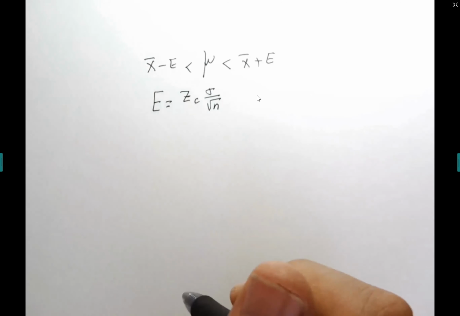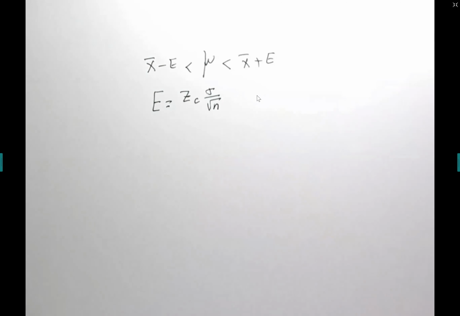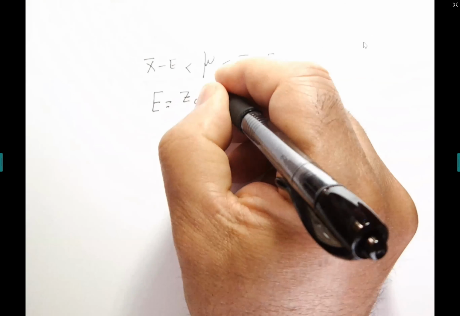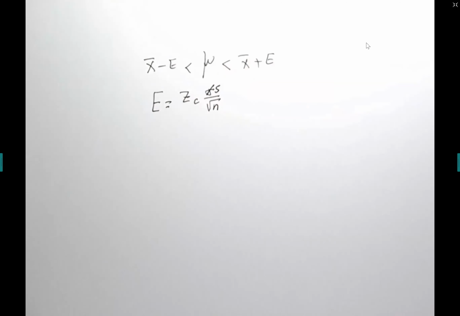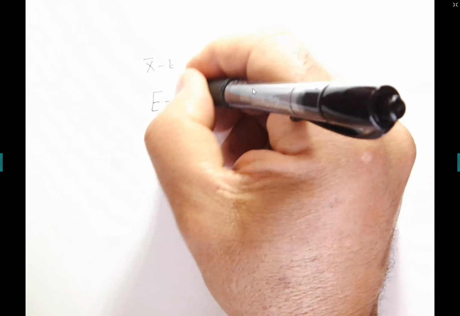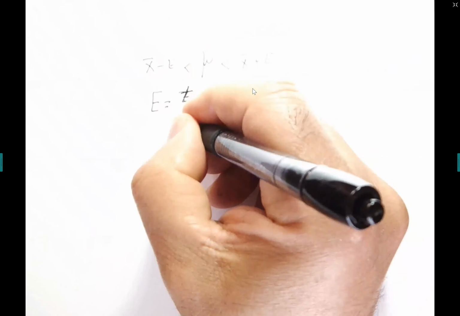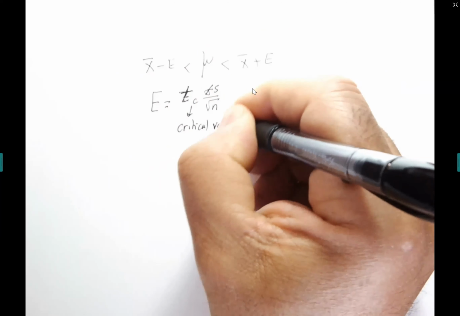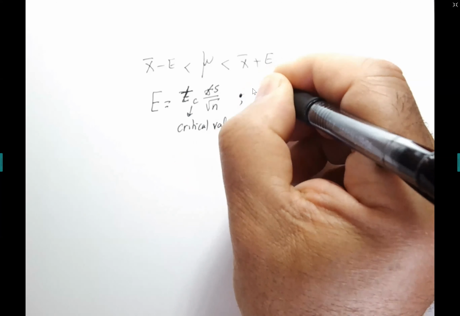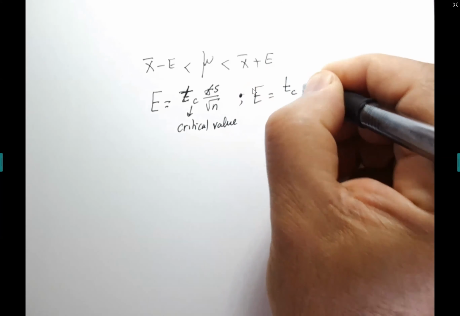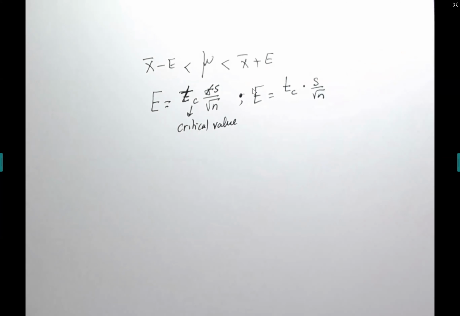Any suggestions? What do I change? It's just changing labels, guys. What do I change here? Okay. So sigma, make it S. Good. What else? There's one more change, guys. Z to T, excellent, very good, guys. And this is called the critical value, which we can use table 5 to find. So let me write it again to make it nice and clean. You see, guys, nothing changes. It's the exact same formula, but different labels because we're doing T distribution instead of Z distribution.